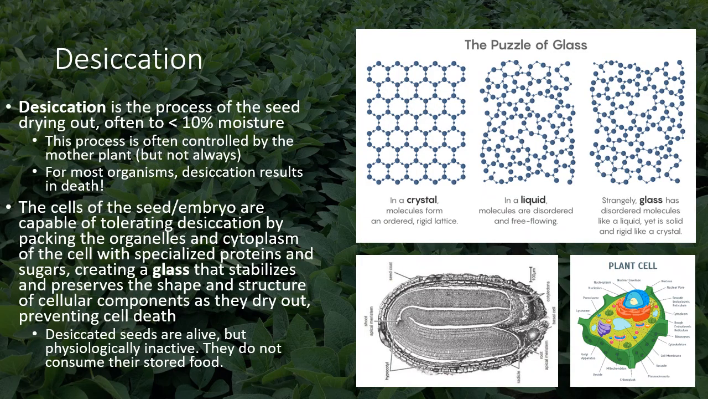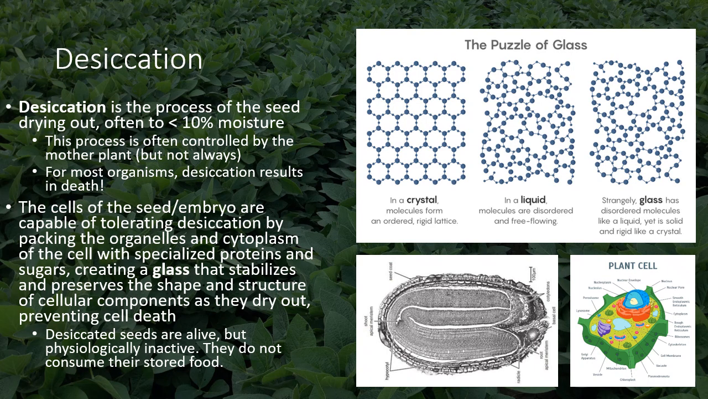The final step within the development of a seed: we've got to develop the endosperm, we've got to develop a seed coat, we've got to develop an embryo. The final step is desiccation. And desiccation is the process of a seed drying out, often to less than 10% moisture.